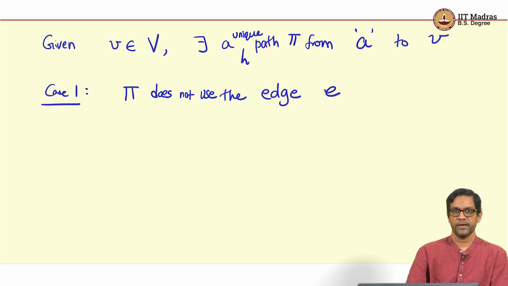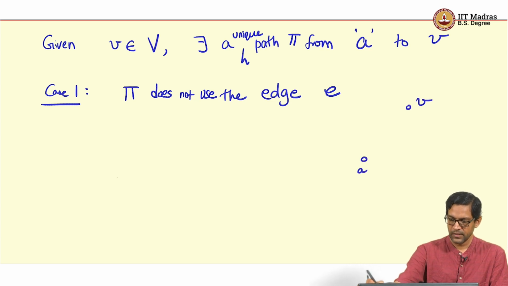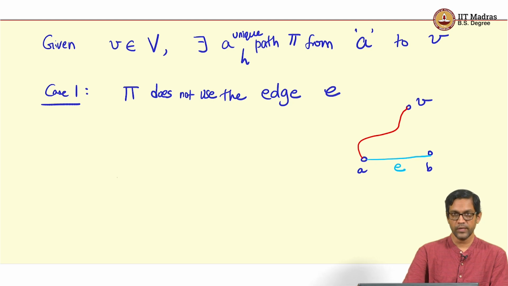Okay. So, suppose pi does not use the edge E, then what does it mean? It tells you that from A to V, so here's B, this is my edge E. So, from A to V I have a path which does not go through E, therefore it is a path in G hat.